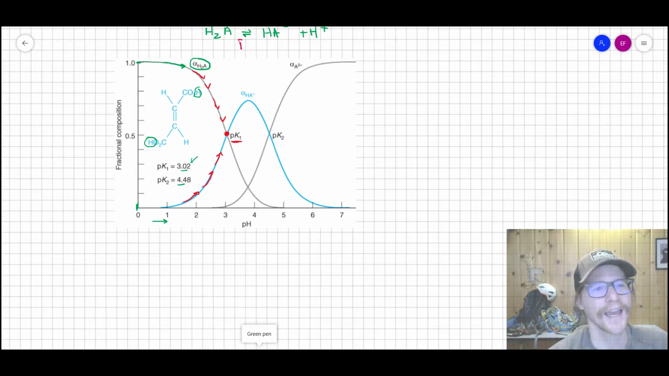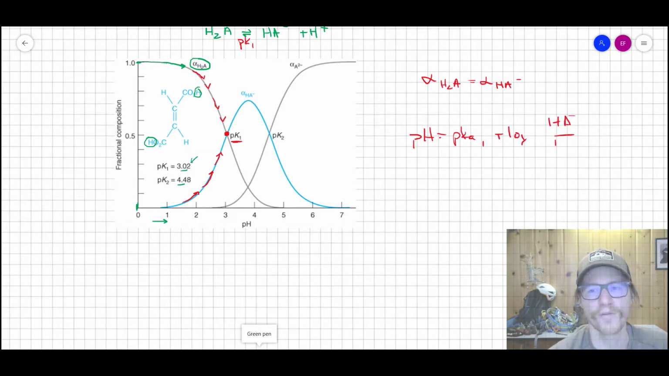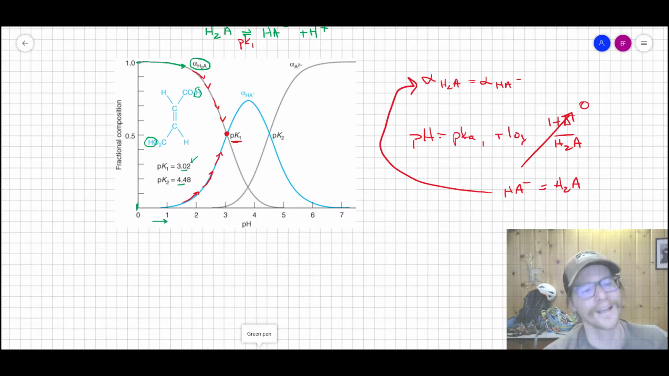At pKa1, that means that the fraction of H2A is equal to the fraction of HA minus, which makes total sense to us, right? Because based on the Henderson-Hasselbalch equation, which says pH equals pKa1 plus log of HA minus over H2A, we know that when pH is equal to pKa, this whole log term goes to 0 because HA minus is equal to H2A, which is the same thing as saying that the fractions are the same. So this is more of a diagrammatic way to start to think about speciation.